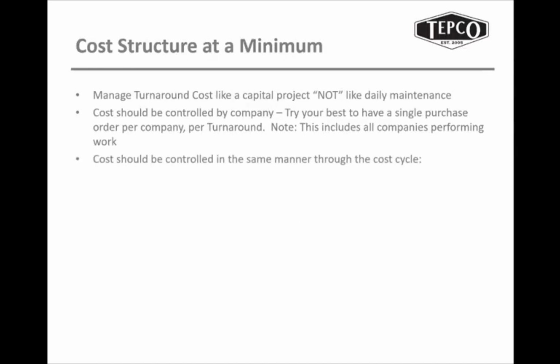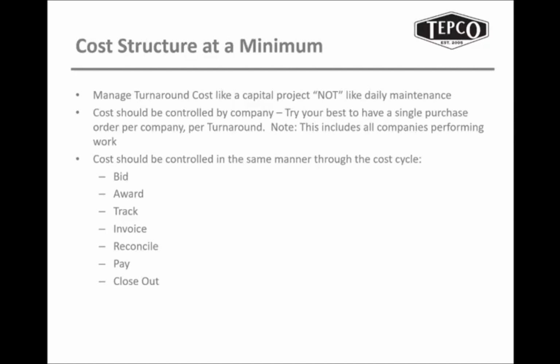Cost should be controlled in the same manner throughout the cost cycle. So we talked about the cost cycle on the last one, from scope development all the way to closeout. With that, these were the big ticket items. So I'm going to prepare a budget first, and I'm going to prepare it by a standard code of account, and I'm going to bid by the code of account. I'm going to award the bid by code of account. I'll also track, reconcile, pay, and close out by code of account.